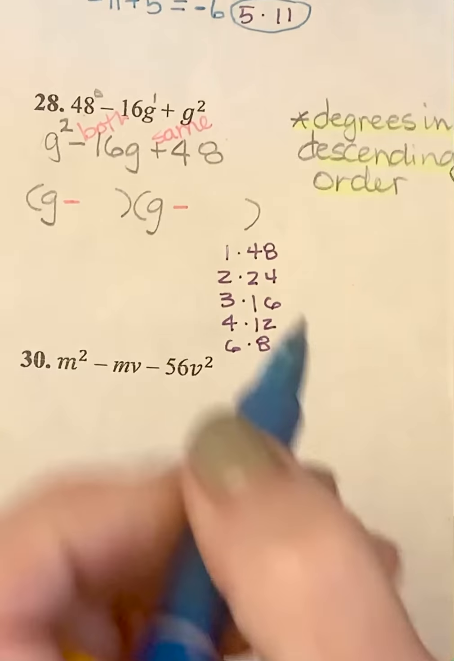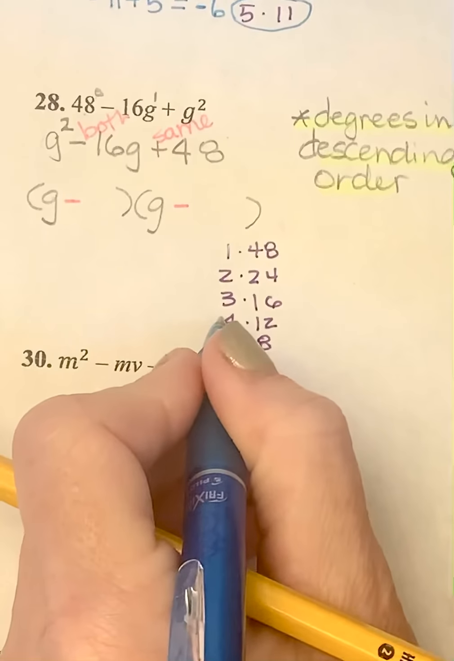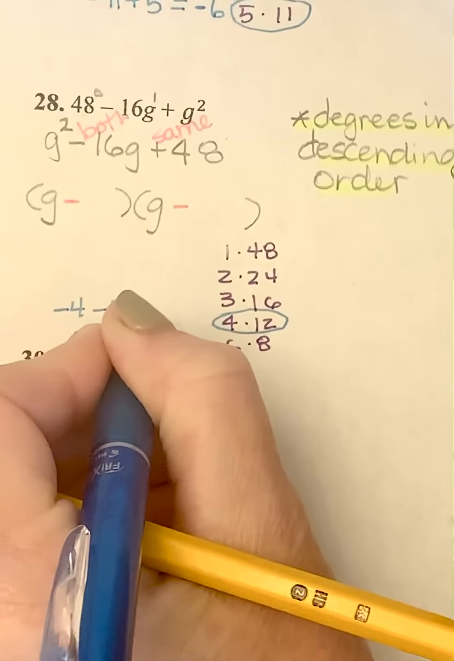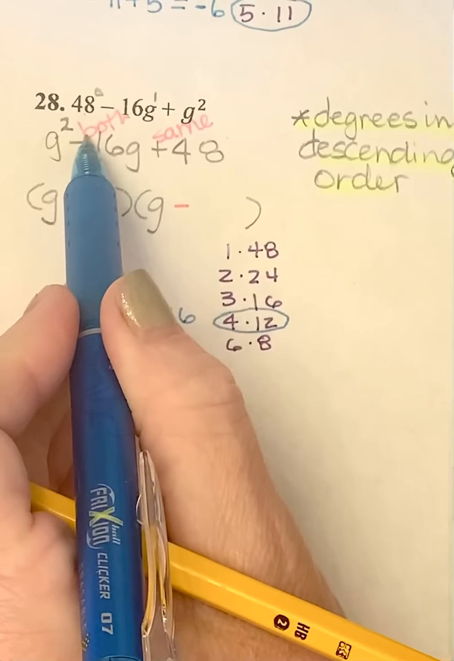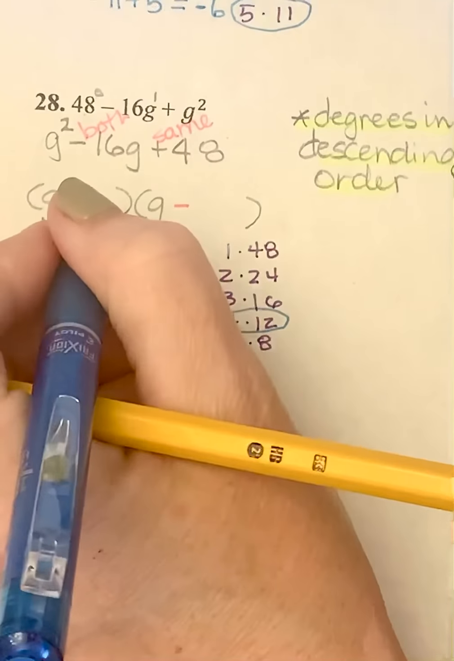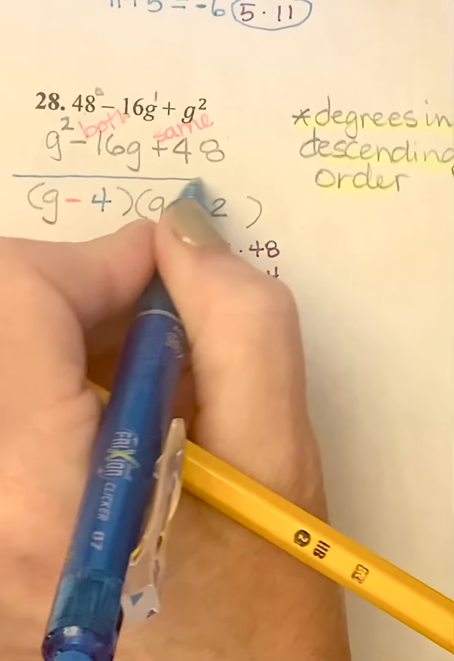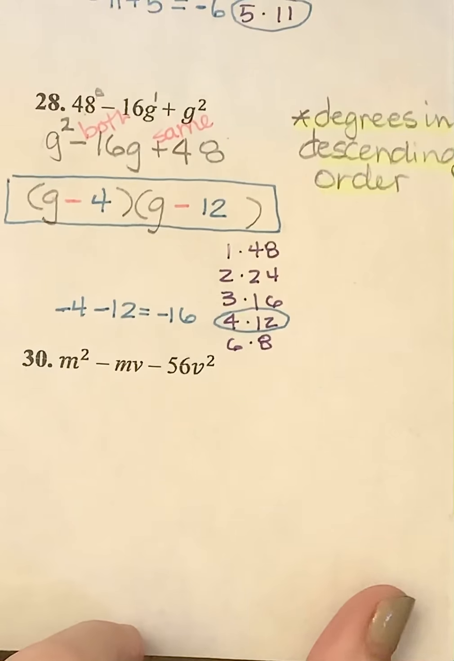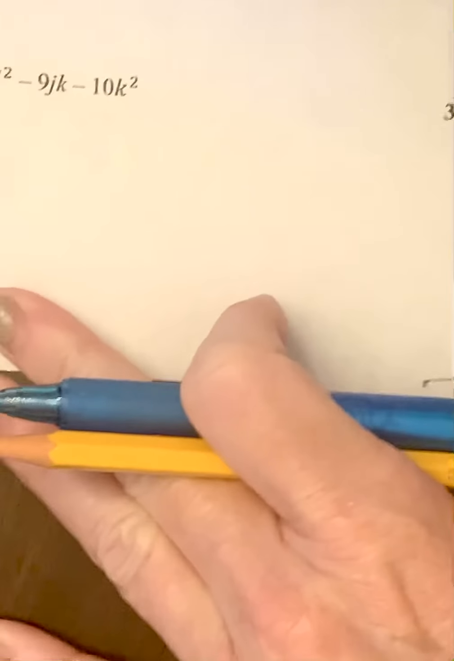Now we look for the factor pair that will combine to give me a 16. So that's a negative 4 and a negative 12 will give me a negative 16. Remember, I know that the signs both have to be negative. So that's how I knew to make them both negative. So negative 4 and negative 12. And then you check using FOIL, multiplying first, outer, inner, and last.